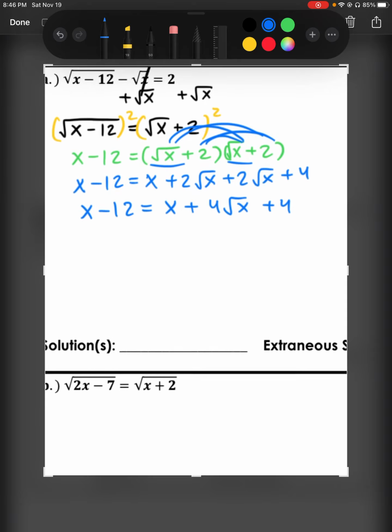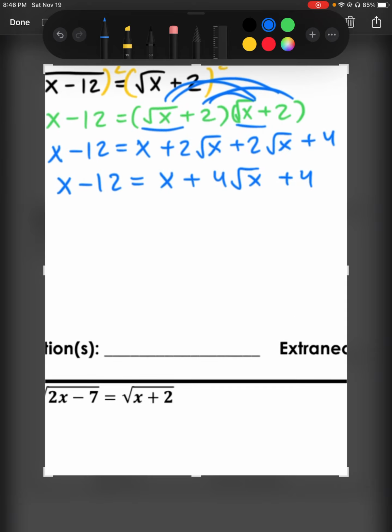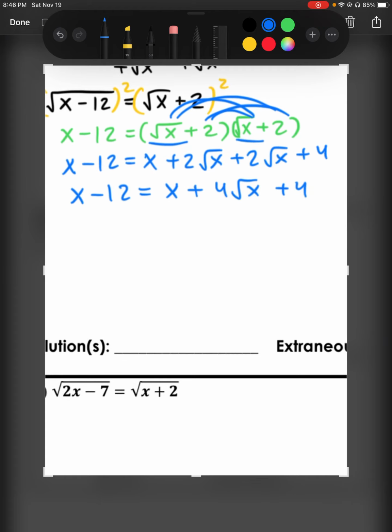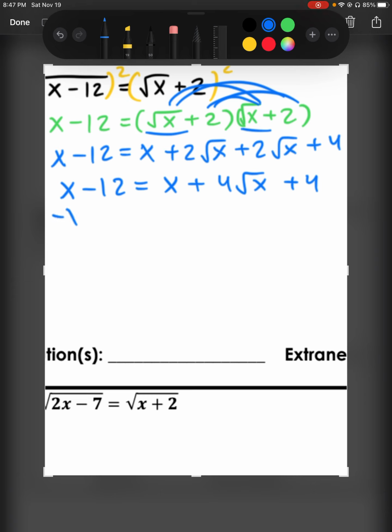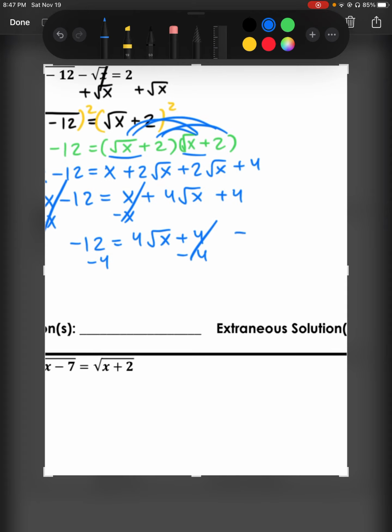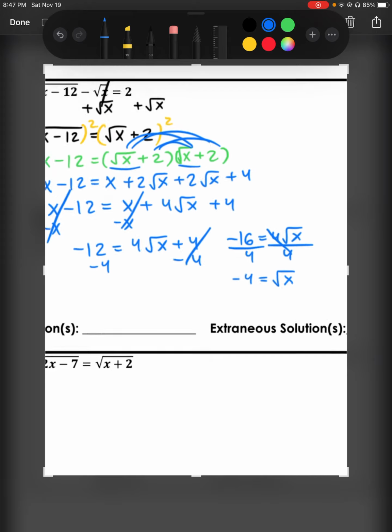And then we need to try to get everything to one side or see what we can cancel out. If I subtract x on both sides, the x's actually go away, and then I'm left with negative 12 is equal to 4 root x plus 4. I'm going to subtract 4 on both sides. That gives me negative 16 is equal to 4 root x. Divide both sides by 4, and I get negative 4 is equal to the square root of x.